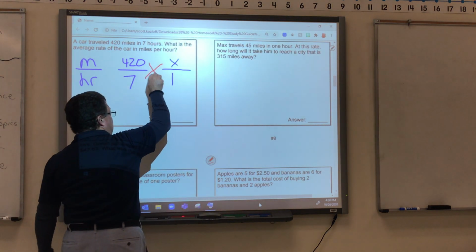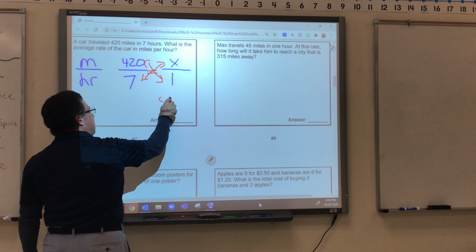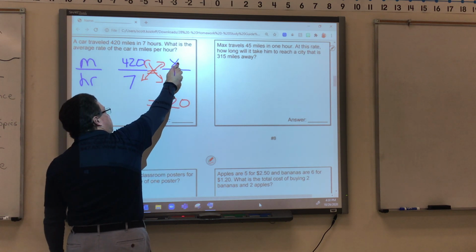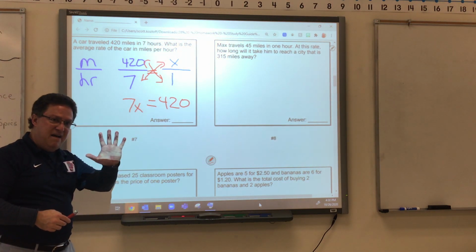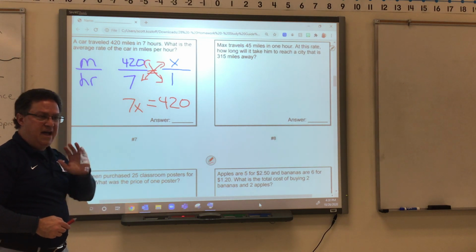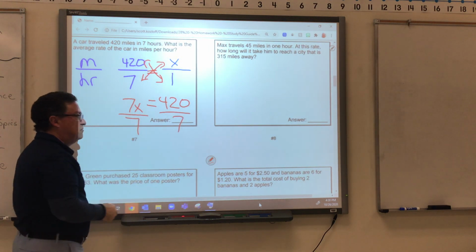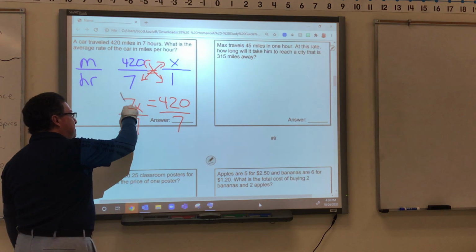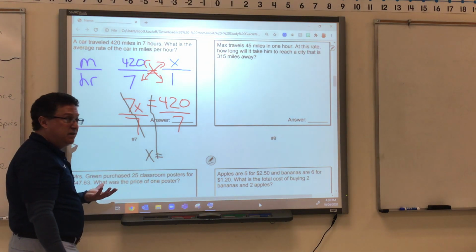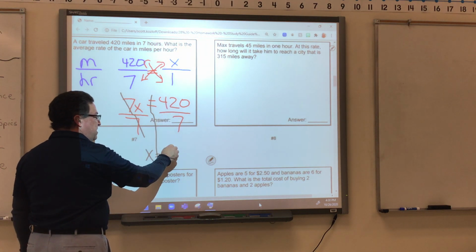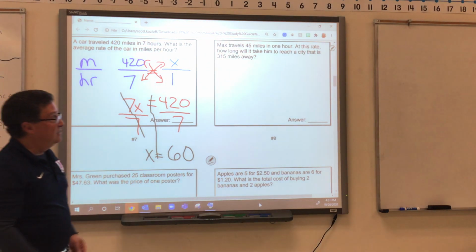Step number 4 is to cross multiply. So I'm going to take the numerator and the denominator and multiply them together, and then this numerator times that denominator and multiply those together. Step 5, divide by the number in front of x. Always divide by the number in front of x on both sides. Why? Because when we divide by the same number, they eliminate each other. That way I can figure out what x equals, which is what I'm trying to do. So 7 into 42 is 6, 7 into 0. And there's my miles per hour and my answer.